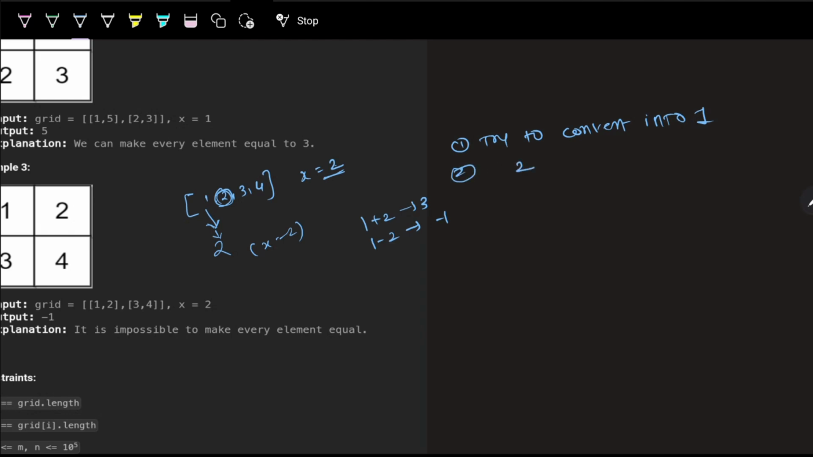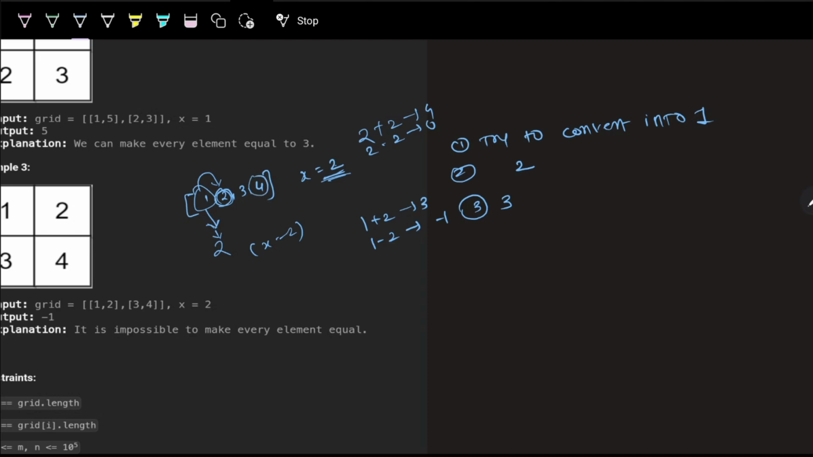Second, try to convert to 2. I am trying one by one. Again not possible, because I can't convert this 1 into 2 as x is 2. 1 plus 2 gives either 3 or 1 minus 2 gives -1. So not possible. Now try for 3. Is it possible? For this 2, 2 plus 2 will give you 4, or 2 minus 2 will give you 0. So no, it is not possible.